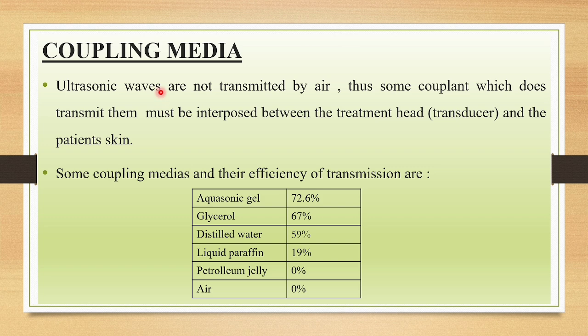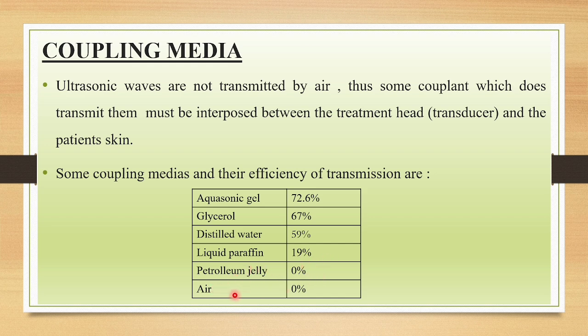And next is about the coupling media. Ultrasonic waves are not transmitted by air. Some couplant which does transmit them must be interposed between the treatment head or transducer and the patient's skin. So there is something known as couplant or coupling media, and it should be used for ultrasound treatment. Some coupling media and their efficacy of transmission include aquasonic gel, having 72.6% efficiency of transmission, glycerol 67%, distilled water 59%, liquid paraffin 19%, and petroleum jelly and air 0%.